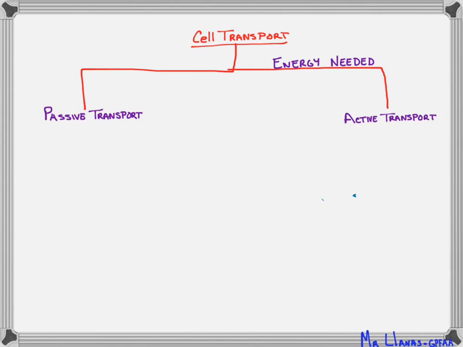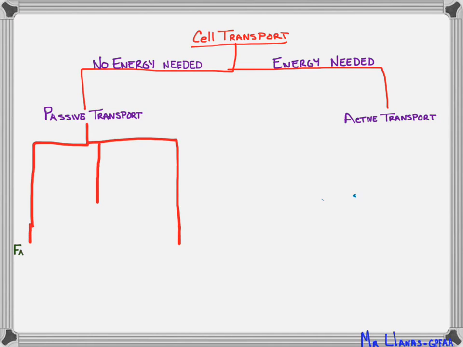Active, just like it says in the name, is active, so it requires energy. And energy is needed to make that process happen. Passive transport does not require energy. Okay, and there's three examples of that. The three examples are going to be facilitated diffusion, osmosis, and diffusion.